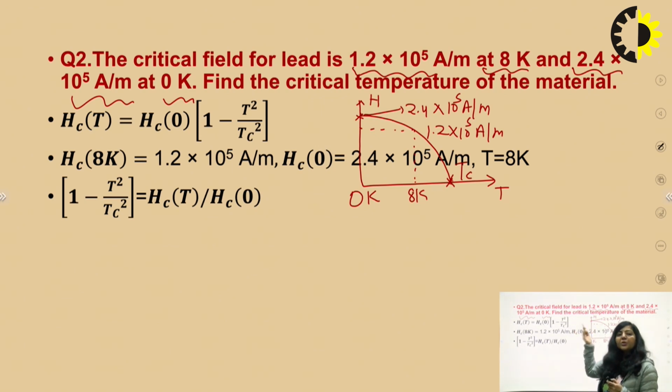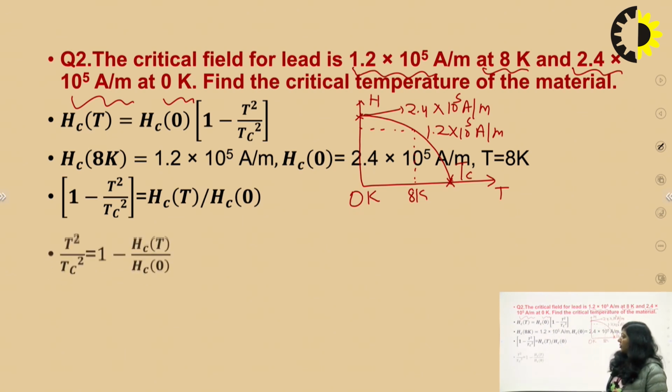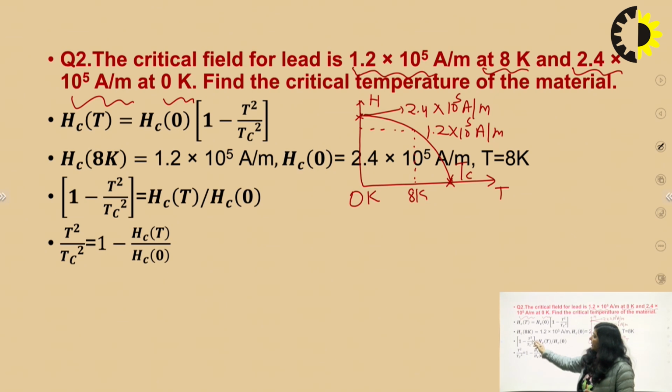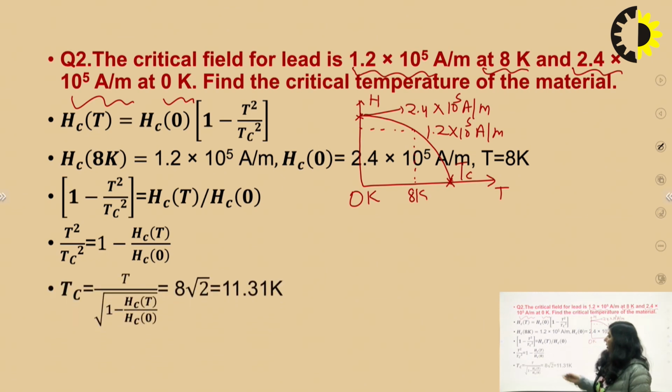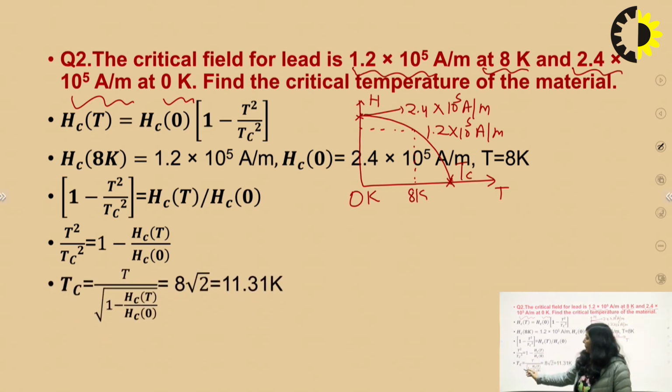The parameter required in this numerical problem is the critical temperature. So first we will simplify this expression for Tc. From here you can see 1 minus T square upon Tc square is Hct upon Hc naught. Further, if you simplify this, then T square upon Tc square is 1 minus Hct upon Hc naught. Now this Hct is basically Hc at 8 Kelvin and Hc naught is this particular value. Simplifying for Tc, this Tc will be equal to T upon under root of 1 minus Hct upon Hc naught.